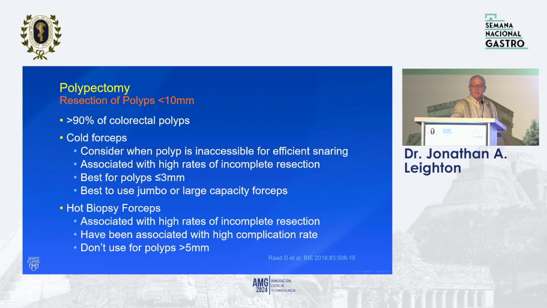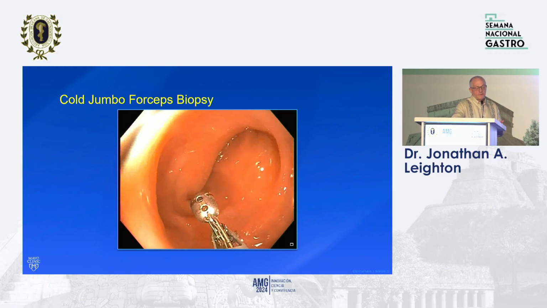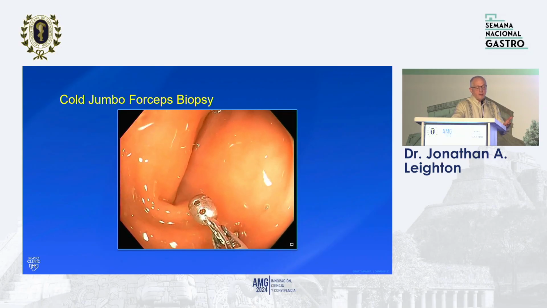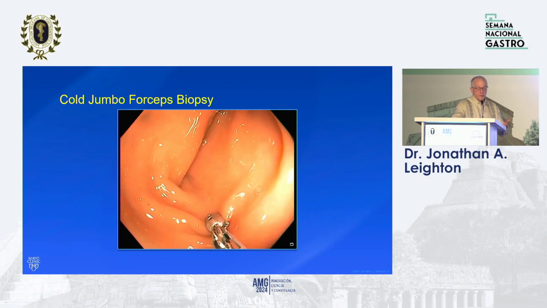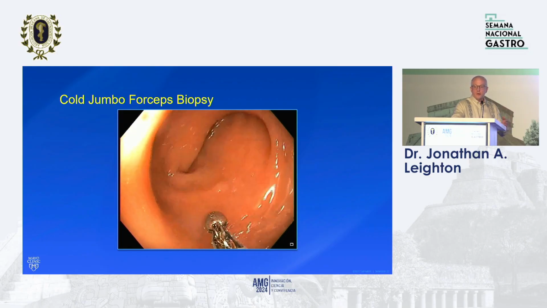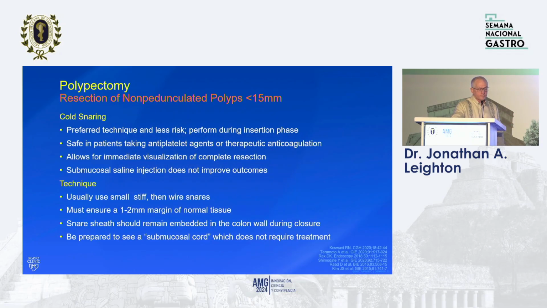Regarding hot biopsy forceps, when I was a fellow, we were using these, but it's associated with high rates of incomplete resection. It's been associated with a higher complication rate, and generally we're not using that anymore. But if you have a polyp like this, very small, and it fits into the jumbo forceps, and you can get it all in one grab, I think it's very reasonable to do that. But once you have to go for 2 or 3 more grabs, I don't think it's worth doing.